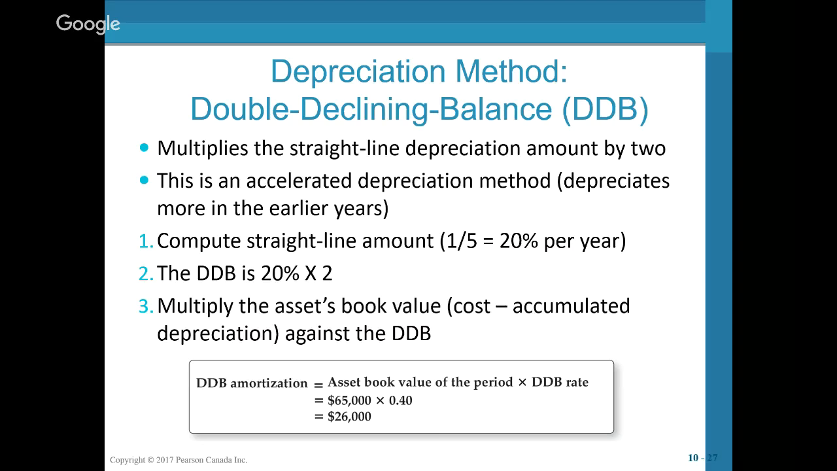In each year, we're going to multiply the asset's book value by the rate to get the depreciation expense for that year. Now be really careful. In both the straight line method and the units of production method, we used cost minus residual value and divided that by the useful life. In the double declining balance method, you don't do that. Notice we're taking 65,000 here times 40%, not the 60.